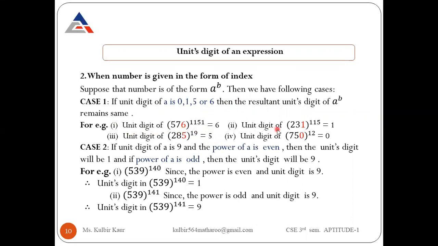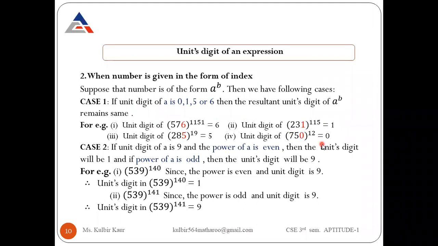Similarly, we have considered another example: 231 raised to power 115. Again, the unit digit of 231 is 1. Whenever the unit digit is 1, the answer will be the same. So the answer is 1 itself. Now in this case, the unit digit is 5. Again, whenever the unit digit is 5, the answer will be the same. So in this case, the answer will be 5. Similarly, 750 raised to power 12. The unit digit of this expression is 0. So whenever the unit digit of a is 0, the answer will be 0 itself.